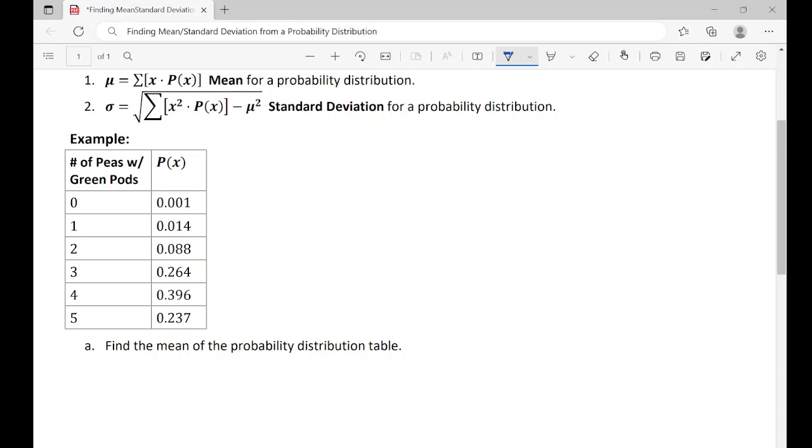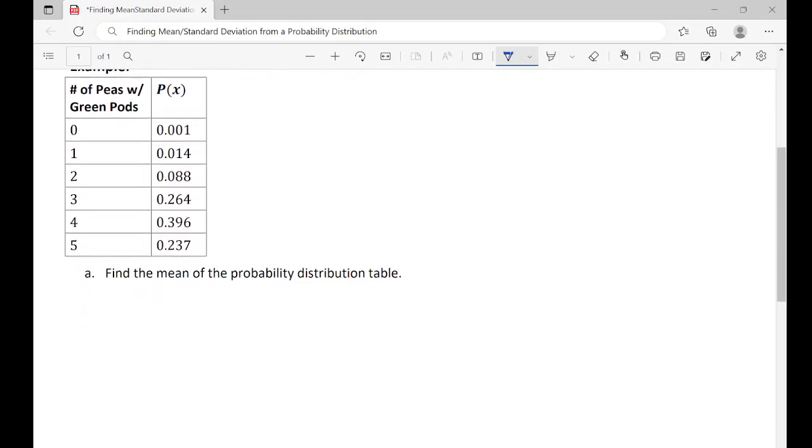To find the mean, which is the first thing we're going to do, you need to take your x value and multiply it by your p of x value, and then add it to the next x value times its p of x value all the way down. So that means 0 is going to be multiplied by 0.001, and we're going to add that to 1 times 0.014, and we're going to add that to 2 times 0.088, and so on, until we get it all, and that'll be our mean. So let's see it in action.